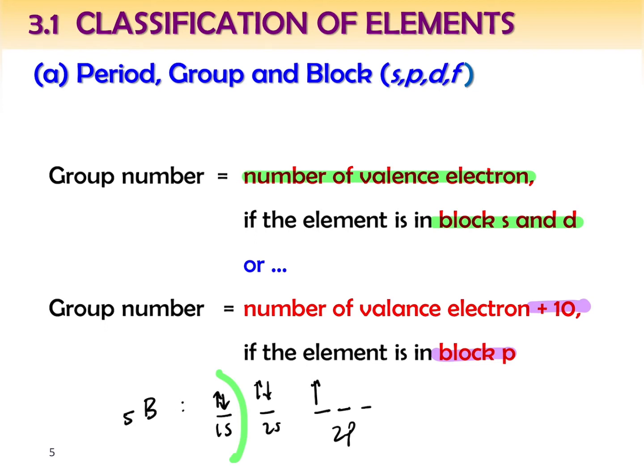So valence electron kamu adalah di bahagian sini, 2s2 dan 2p1. Okay, so in total you have 3 valence electron. So adakah boron in group 3? Okay, so no, it is not in group 3 because you can see valence electron last berakhir di P block. So maksudnya dia adalah dalam kategori P block. So maksudnya valence electron kena tambah 10. So bila tambah 10 you will get boron sebagai group 13.